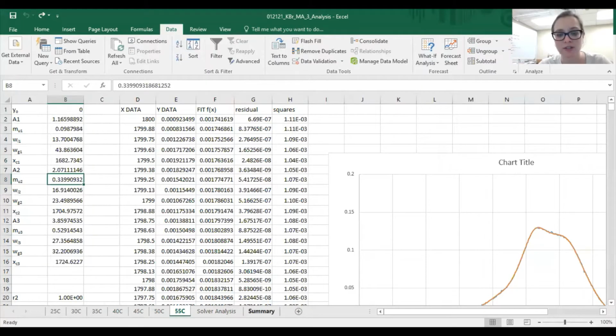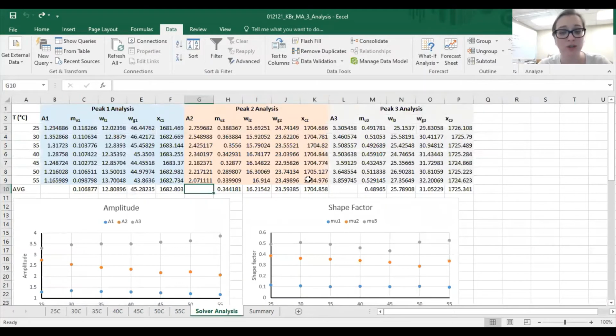And then there's sort of two things we're going to look at. The first one is the solver analysis tab, which is new. So for those of you who've done research with me before, you've never seen this. This is a little bit different. And so we've got this as peak 1, peak 2, and peak 3 analysis right now at every temperature. And it has those parameters A, M, W, L, W, G, and X for each of those 3 peaks.